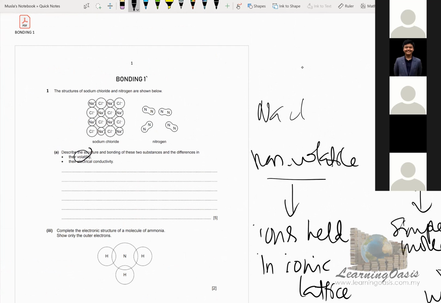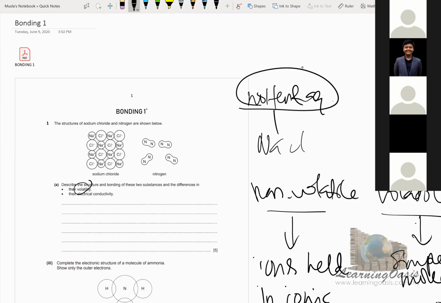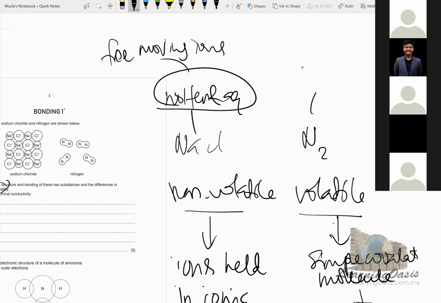Now, electrical conductivity. So, which one conducts electricity? Sodium chloride. Sodium chloride conducts electricity in molten or aqueous. So, sodium chloride conducts electricity in aqueous because of the presence of free moving ions. Nitrogen molecules are simple covalent molecules. There are no ions present in nitrogen. Therefore, they don't conduct electricity.